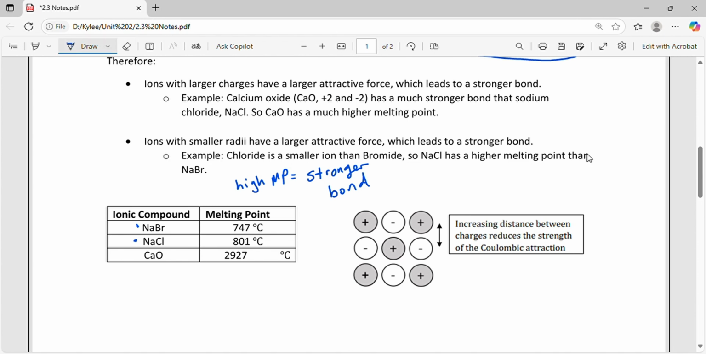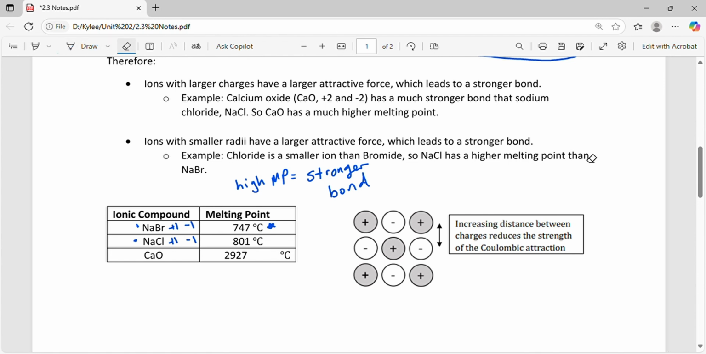Well, for this one, it's about the radii, because both Na and Br have a +1, -1. So it's not the charges that are different. It's going to be the radius. And it's the difference in the radius between bromine and chlorine. Bromine has a higher radius, so that means that it is going to be a weaker bond. Weaker bond means it's going to have a lower melting point, which is why that's at 747.